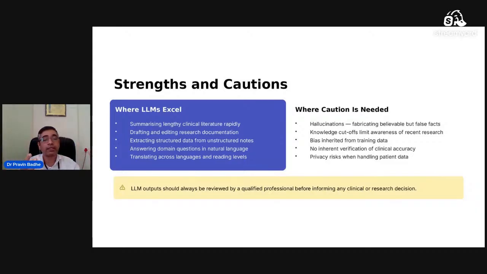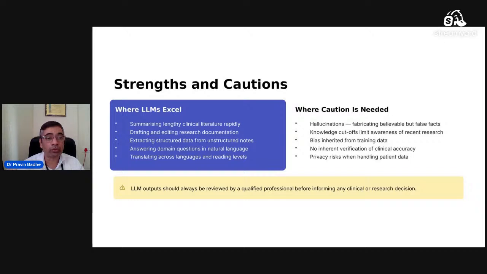Then extracting structured data from unstructured notes. If you have text format information, it can put it into structured data. So you can create dashboards of different information to understand the data in a very simple manner. Then answering domain questions in natural language. Previously, a lot of the time you needed to code to get the answer, but now with natural language, you can actually get the domain answer.